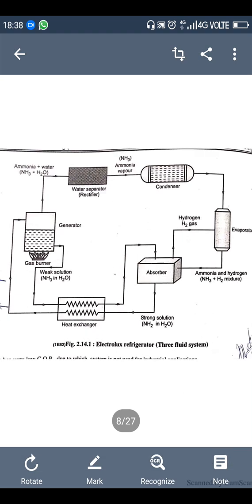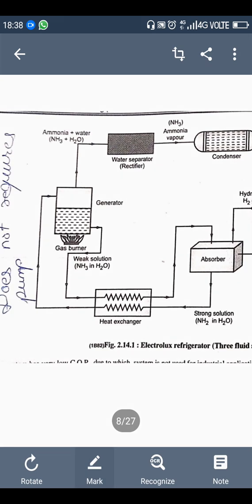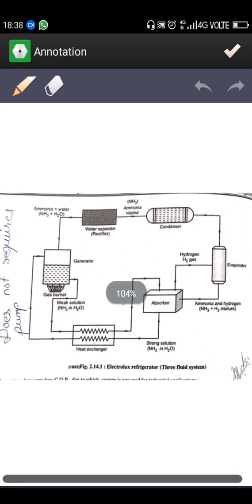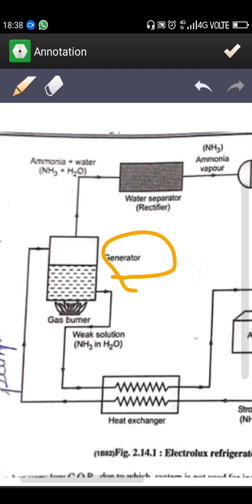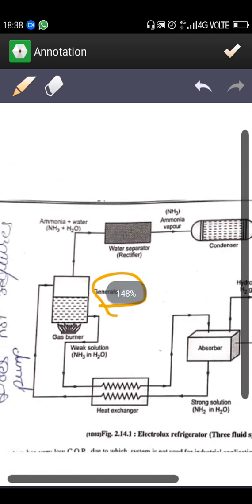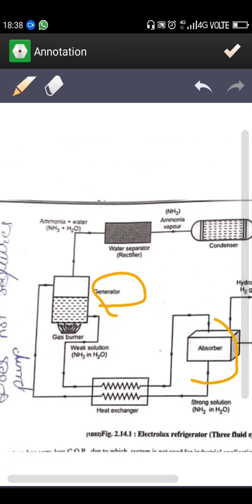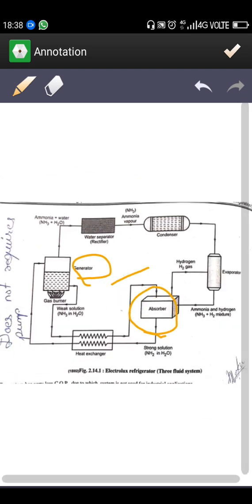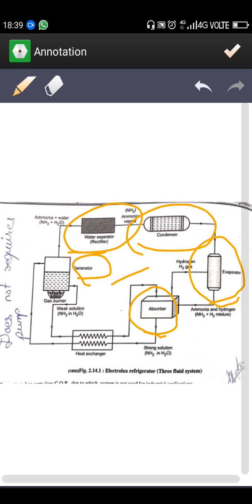So this refrigeration system contains a generator, then a heat exchanger, this is the extra part, then the absorber, then this is the evaporator, condenser, and the water separator, which can be a rectifier and analyzer.